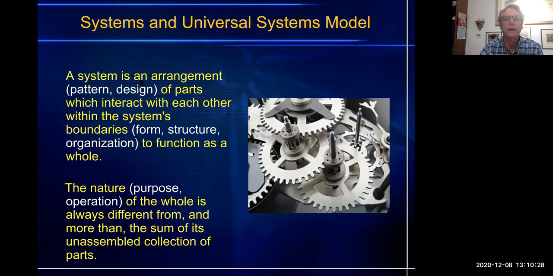So something I think of when I was reading this is not the clockwork over here, but the idea that a car motor is a system. A car motor has a pattern and a design. It has parts which interact with each other within the system's boundaries. What would the system's boundaries of a car motor be? Can anyone guess? What would the system boundaries of a car motor be?